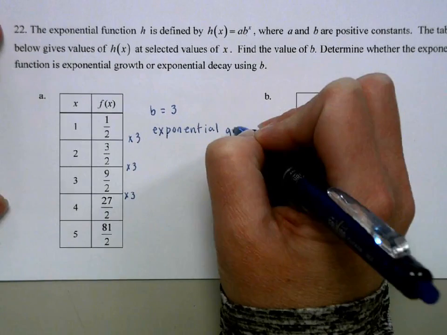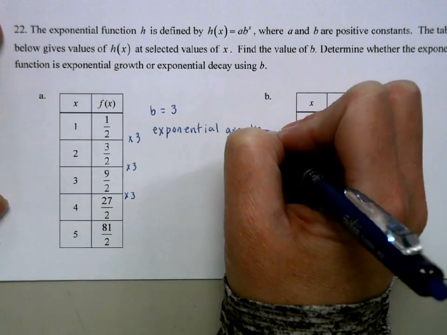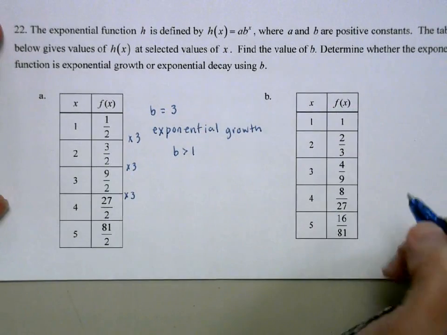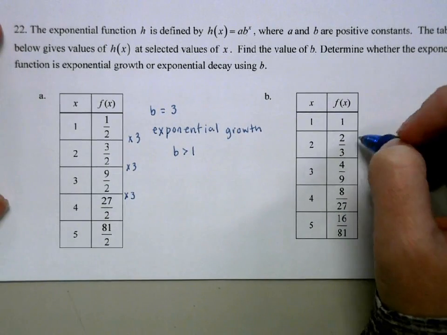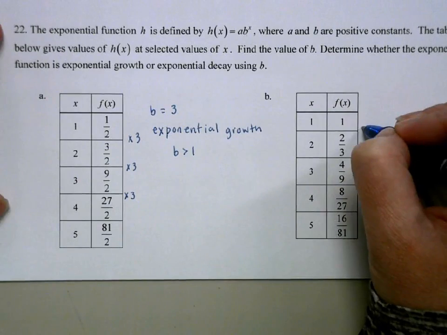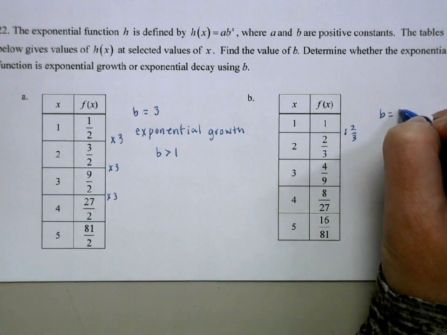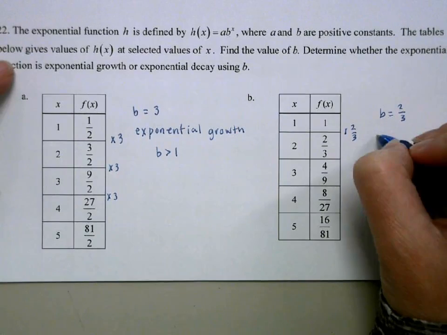Here we're going from 1 to 2/3 to 4/9 and so on. So we're multiplying by 2/3. So my b is 2/3, which means we have exponential decay. And our reason is because the b is between 0 and 1.